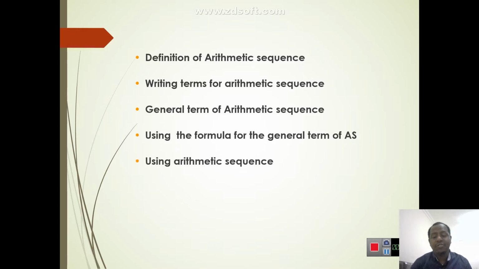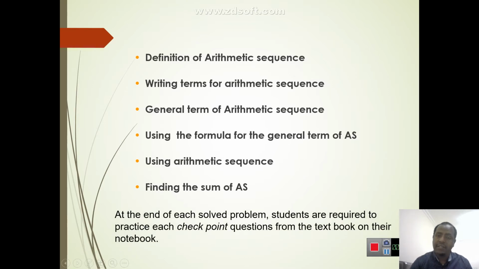You are going to use the arithmetic sequence formula in real life situations. And finally, you are going to learn how to find the sum of the nth term of an arithmetic sequence. So, dear students, at the end of each problem, you need to practice the checkpoint which is given in your textbook. These are the contents of the lesson for week 12.